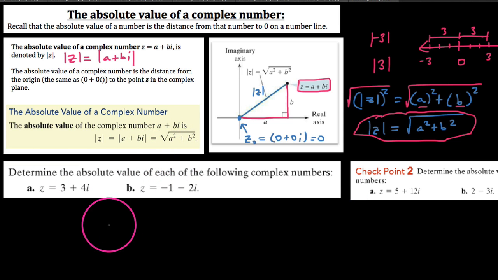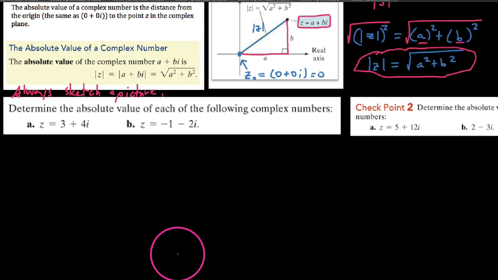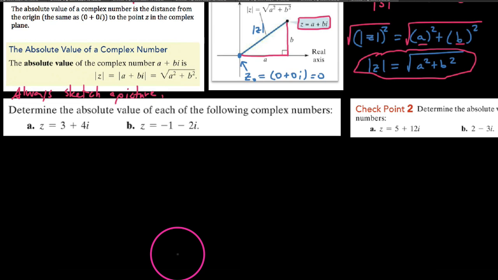So with these examples here, what I want to do is make sure we write a note here: always sketch a picture. And the reason why is because I get plenty of people that remember this formula just fine, but when you sketch a picture of your complex number, at least in rectangular form to begin with, you can see the relationships that exist with Pythagoras here.